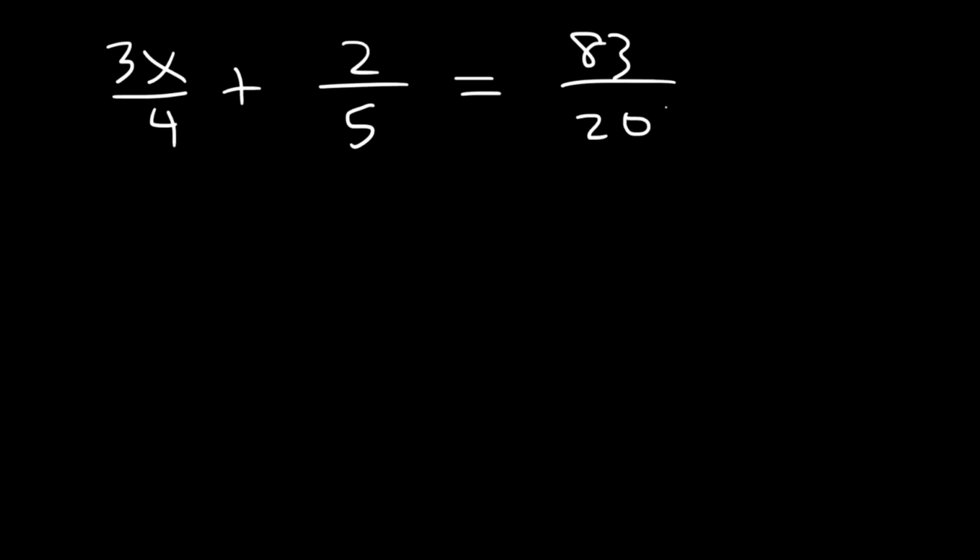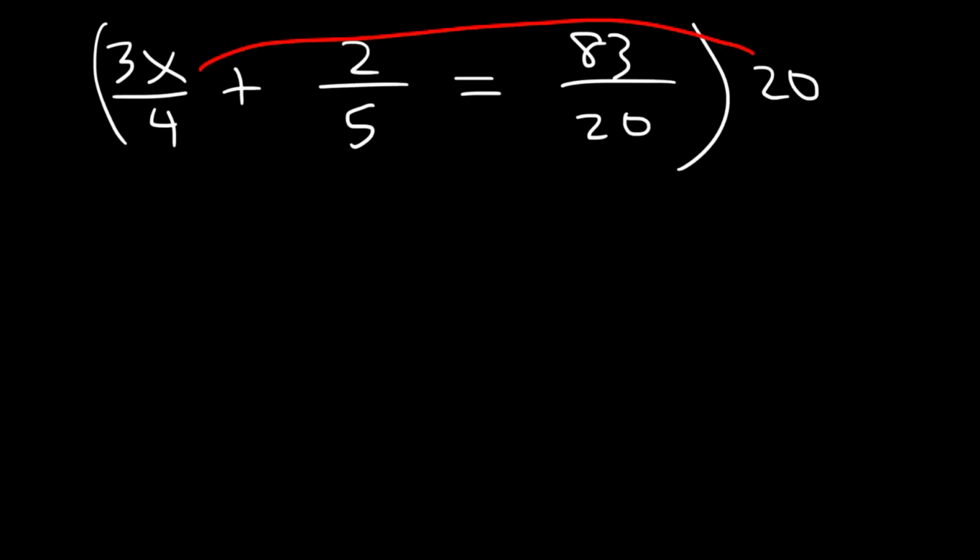Now let's find the least common multiple of 4 and 5. A quick way to find just a common multiple of 4 and 5 is to multiply the two numbers. 4 times 5 is 20. So if we multiply every fraction by 20, we can completely eliminate all fractions from the equation. So let's do that. Let's multiply 20 by 3x divided by 4. Now 20 times 3x is 60x. 60x divided by 4 is 15x.